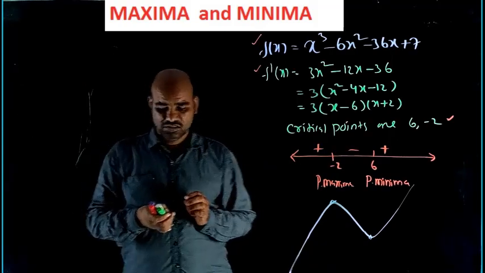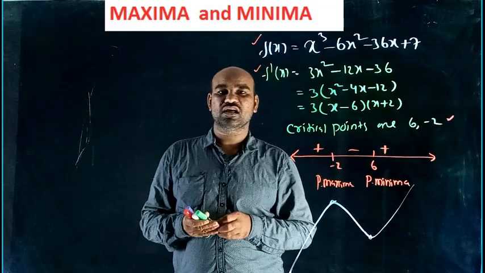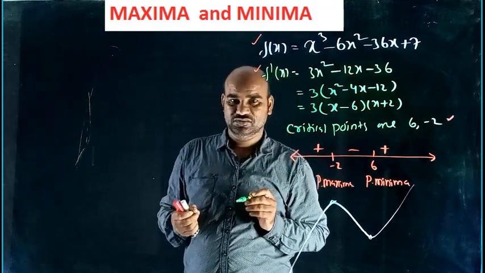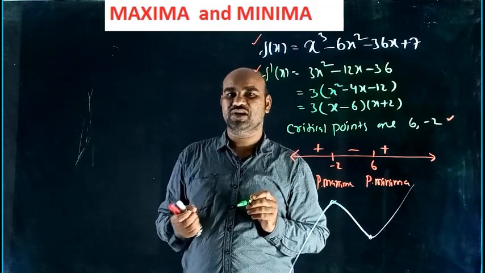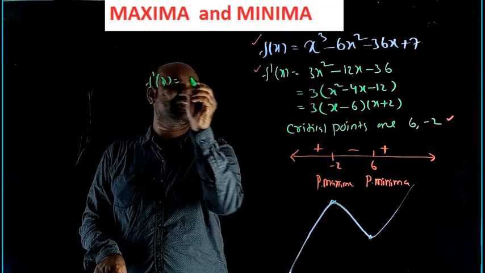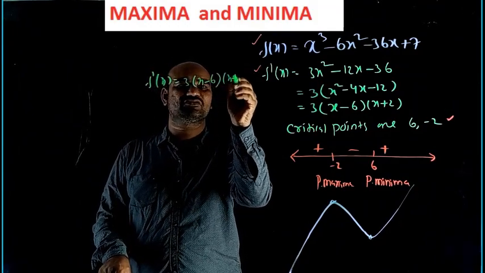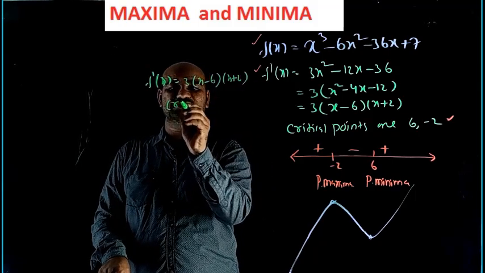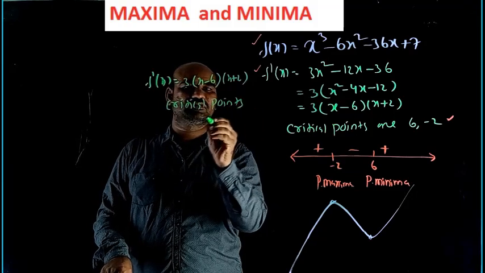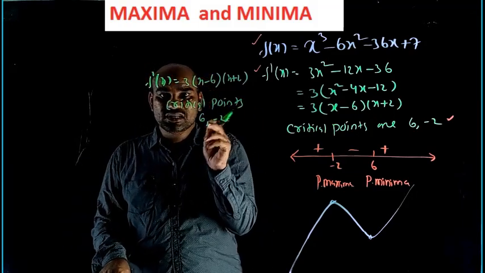Okay students, just now I explained the second order derivative test. See, the same problem is given. We want to find the point of maxima and point of minima. First f dash of x. I am directly writing here 3 times (x minus 6) into (x plus 2). Next, critical points: 6 comma minus 2. No need to use the sign scheme here.